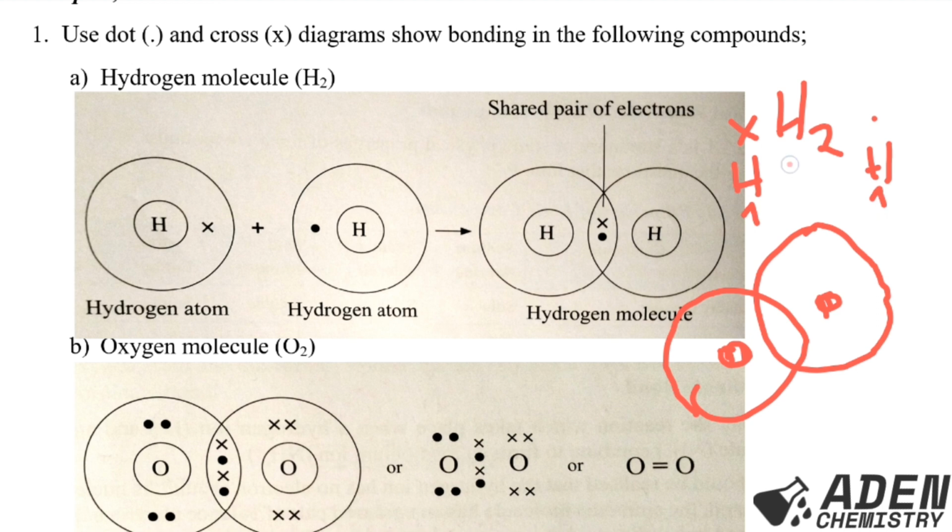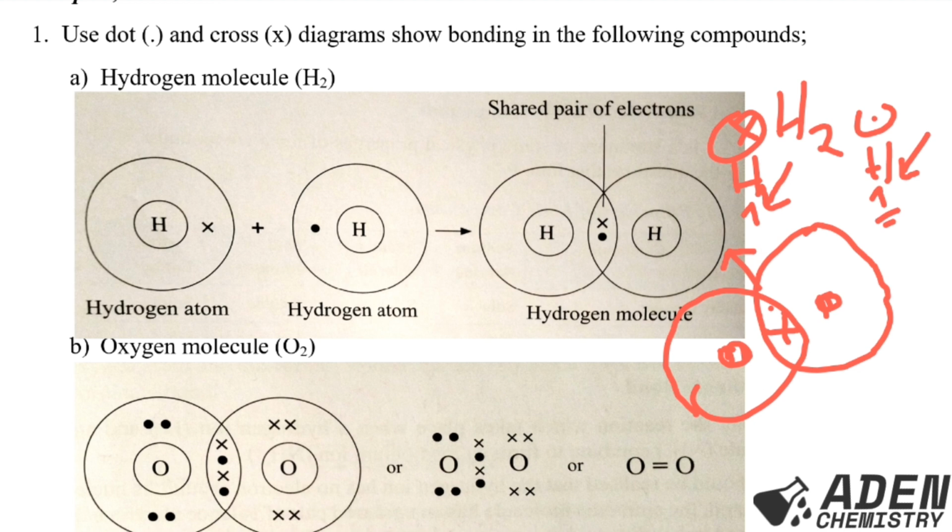So I ask myself, for this hydrogen to become stable, what does it need? It needs one electron to accept. What about this hydrogen? The same. It requires 1 electron to attain stability. So what they do is share 1 electron. This one will bring 1 dot, and this one will bring 1 cross. So this is where we have the shared pair of electrons.